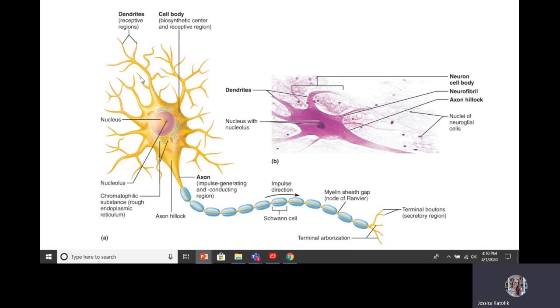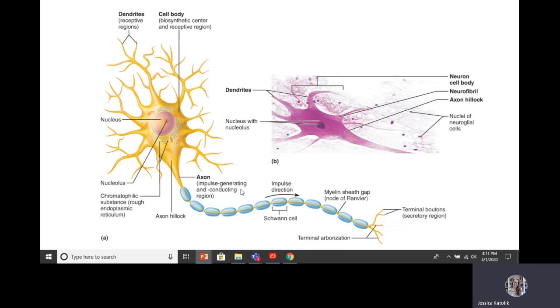I want you to know that not only do dendrites collect information from other cells and the environment, but the cell body can do that too. So both dendrites and the cell body can receive information from sensory receptors and other neurons. A really important structure of a neuron is going to be the axon. The axon is responsible for generating and propagating the action potential that we talked about before, and it's going to carry it long distances.